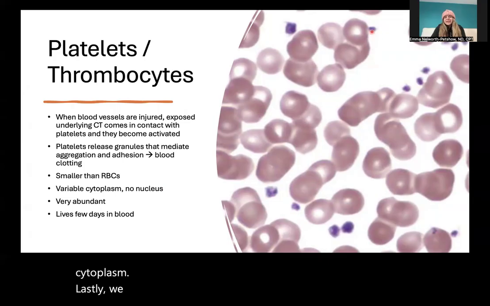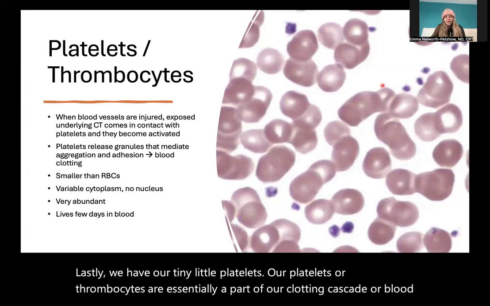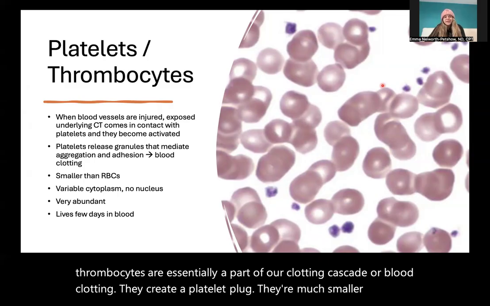Lastly, we have our tiny little platelets. Our platelets, or thrombocytes, are essentially part of our clotting cascade or blood clotting. They create a platelet plug. They're much smaller than red blood cells.